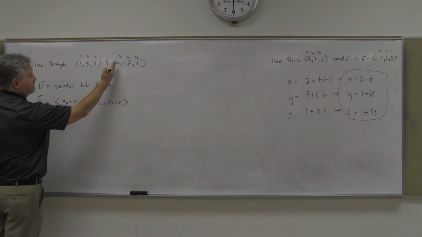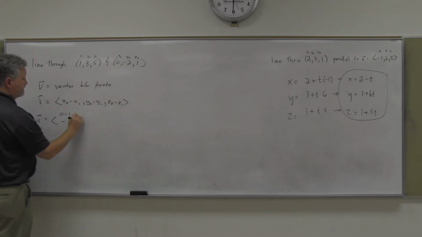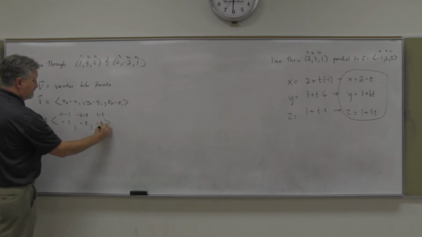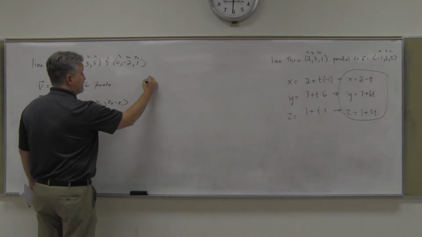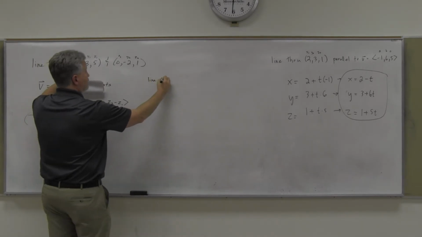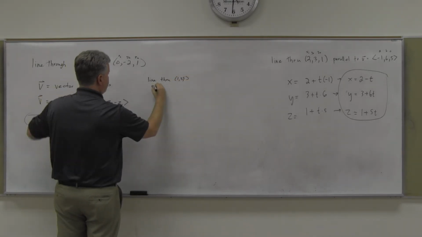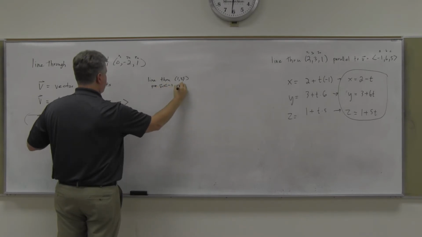So the way I set it up, I do 0 minus 1, so that'd be -1. Y2 minus y1, so it'd be -2 minus 3, it's -5. And then z2 minus z1, 1 minus 5, so it's -4. And so there's our vector parallel. And so the line through those 2 points, well, I could do the line that goes through 1, 3, 5 parallel to V, negative 1, negative 5, negative 4.